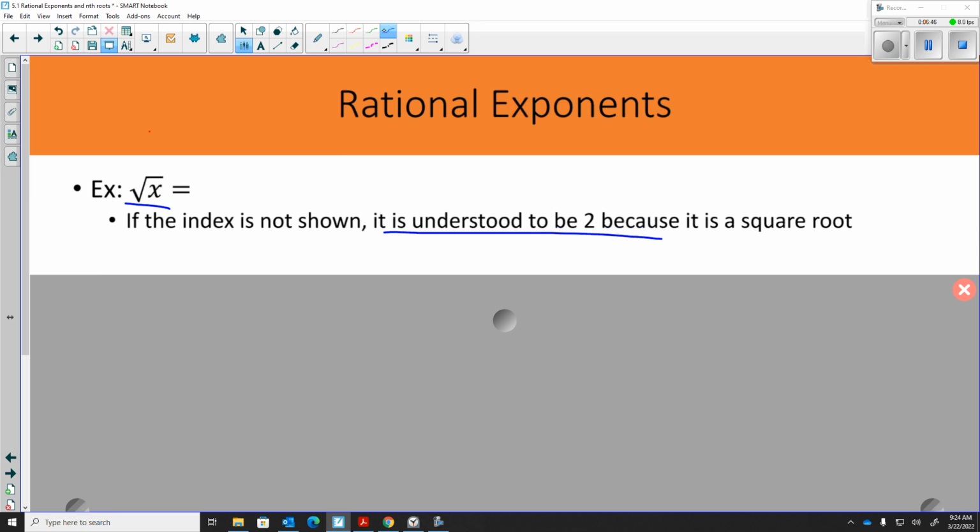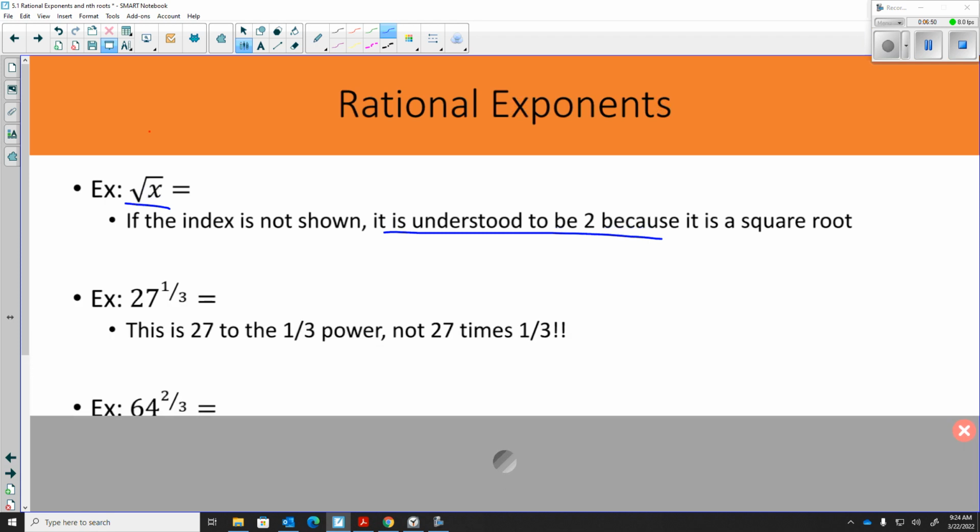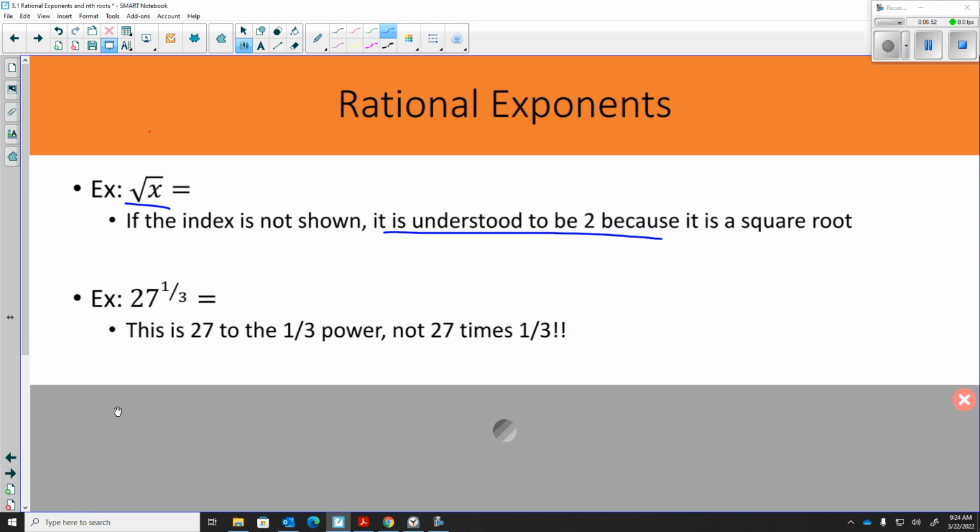So if the index is not shown, it's 2, it's a square root. Okay, a couple other technicalities here. 27 to 1/3 power. Kids do this all the time. That is not 27 times 1/3. It's 27 to the 1/3 power, which is not the same thing. Okay.